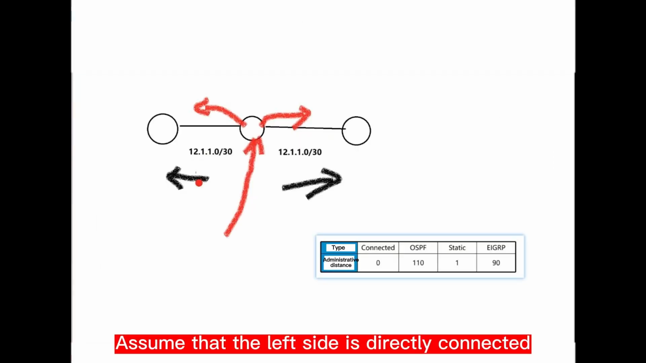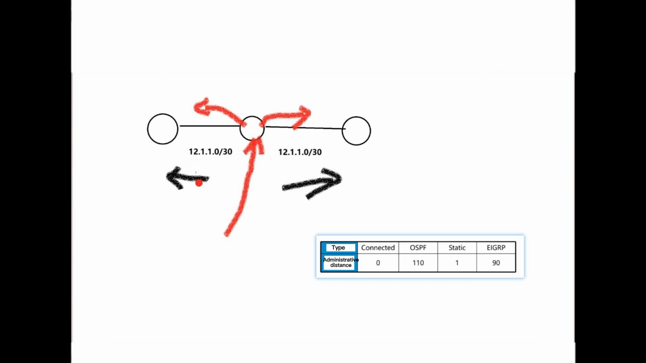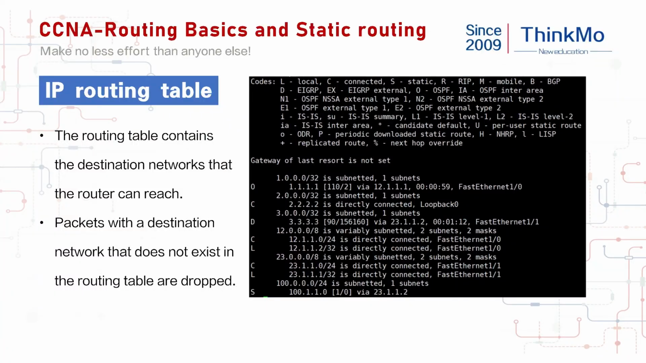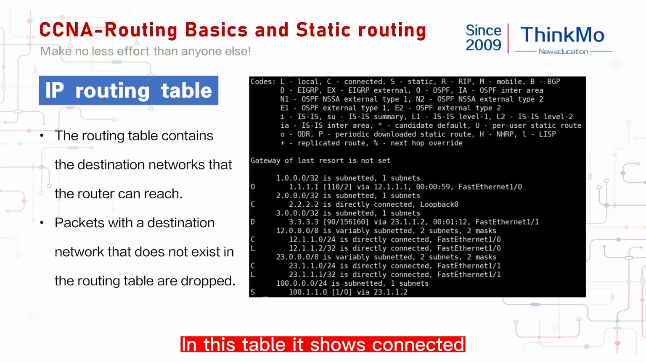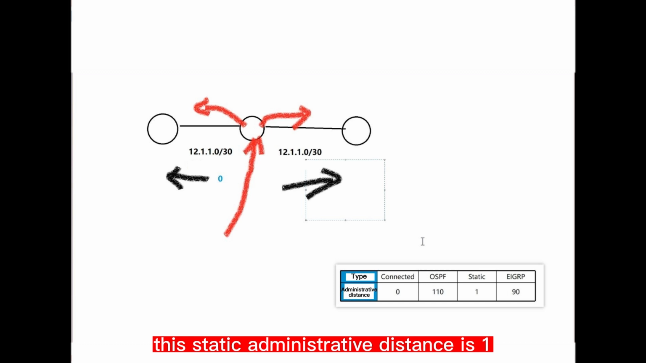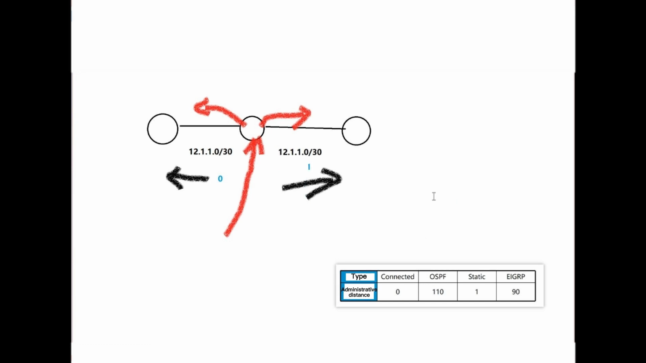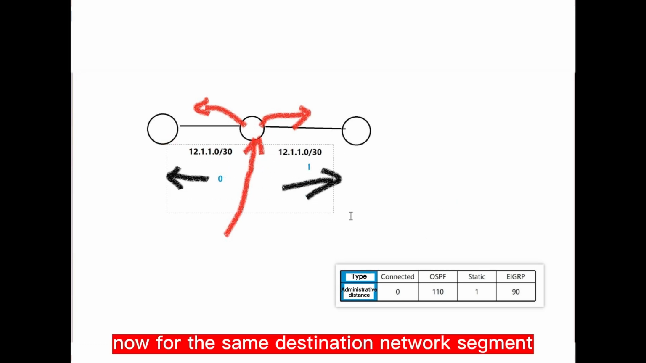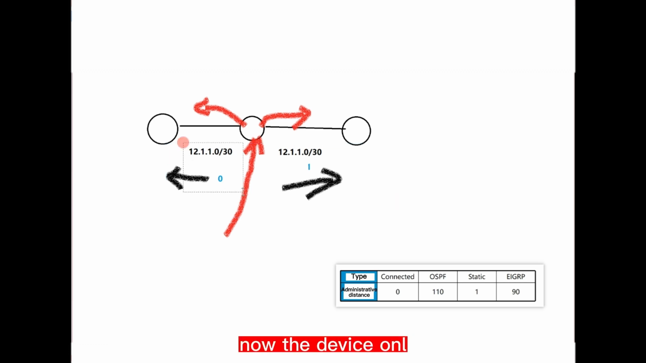Assume that the left side is directly connected and the right side is static. If it is directly connected, in this table it shows connected. Then its administrative distance is 0. For the right, this static route's administrative distance is 1. Now for the same destination network segment, the device only trusts this direct connection.